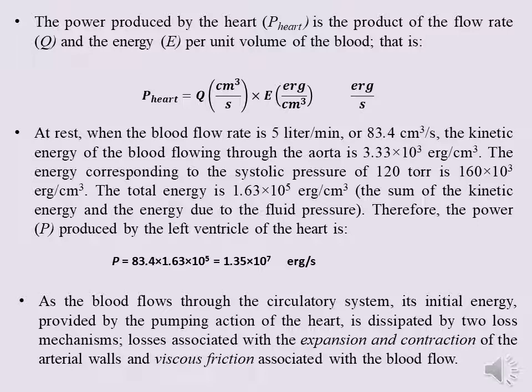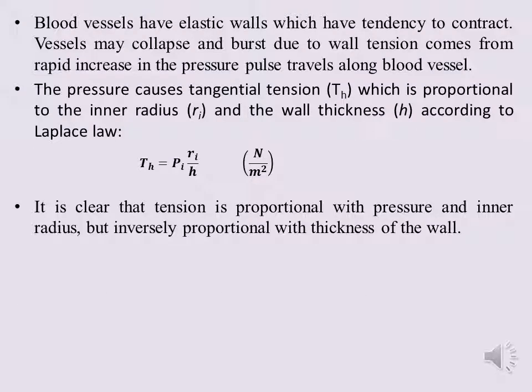Therefore, the power, P, produced by the left ventricle of the heart is 1.35 times 10 to the power of 7. As the blood flows through the circulatory system, its initial energy, provided by the pumping action of the heart, is dissipated by two loss mechanisms. Loss is associated with the expansion and contraction of the arterial walls and viscous friction associated with the blood flow. Blood vessels have elastic walls which have a tendency to contract.